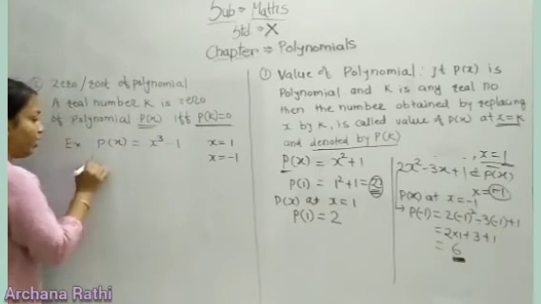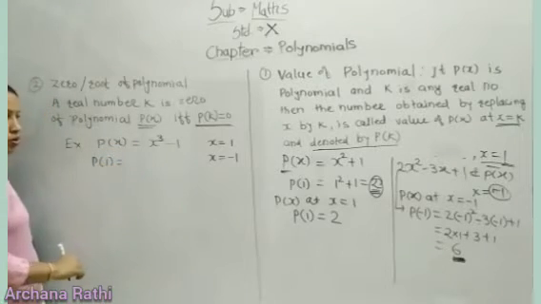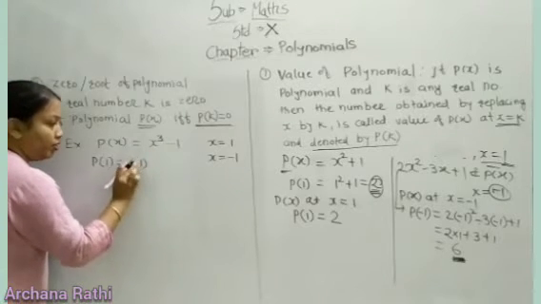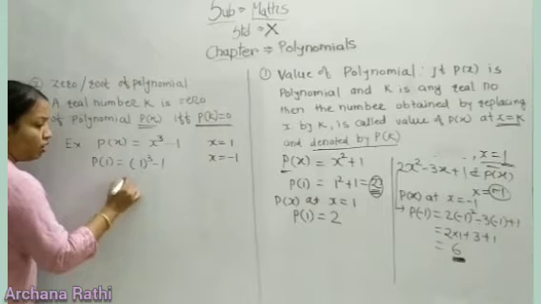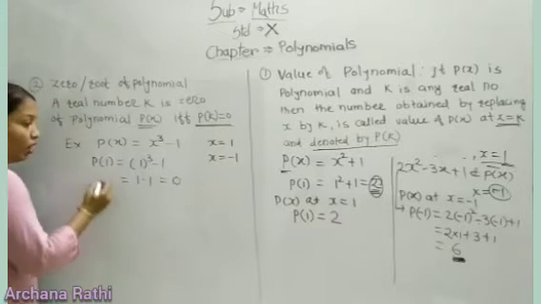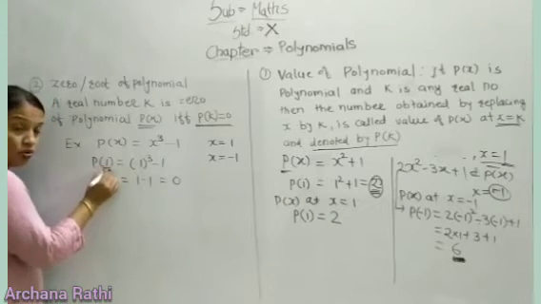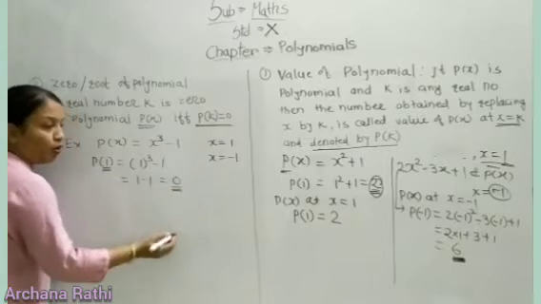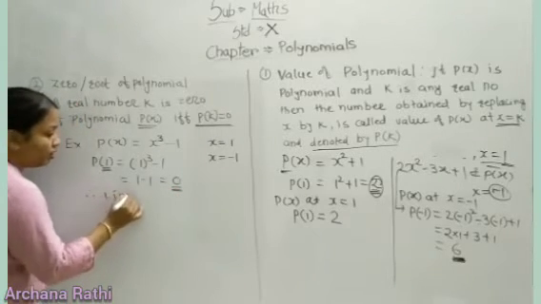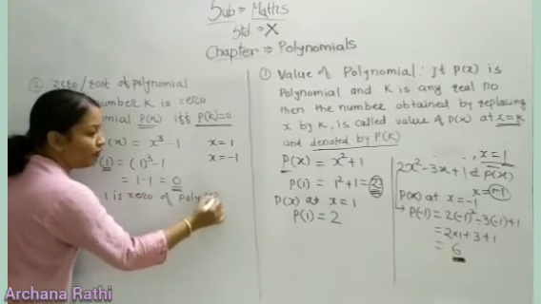Now I want to find the value of this polynomial at x equal to 1. If x is equal to 1, then 1 cube minus 1. Now 1 cube is 1, minus 1 is equal to 0. If I put the value of x equal to 1, then I get the value of the polynomial as 0. Therefore 1 is a zero of polynomial p of x.